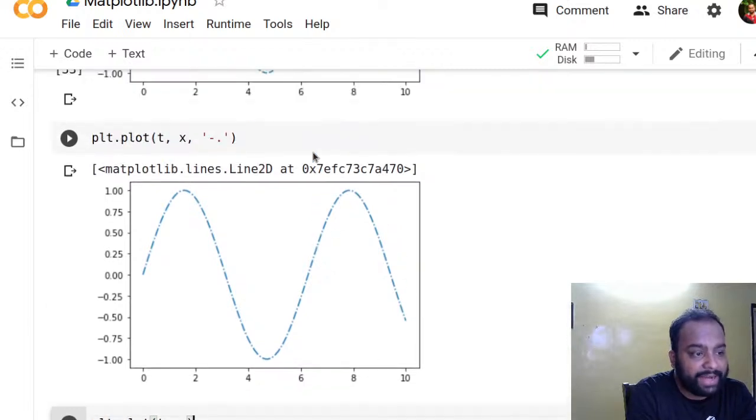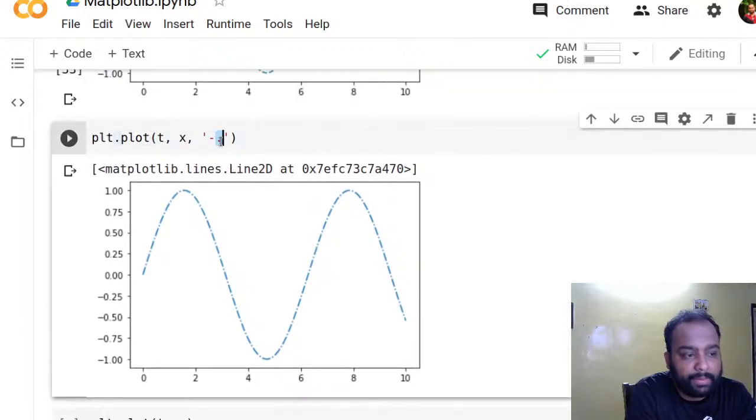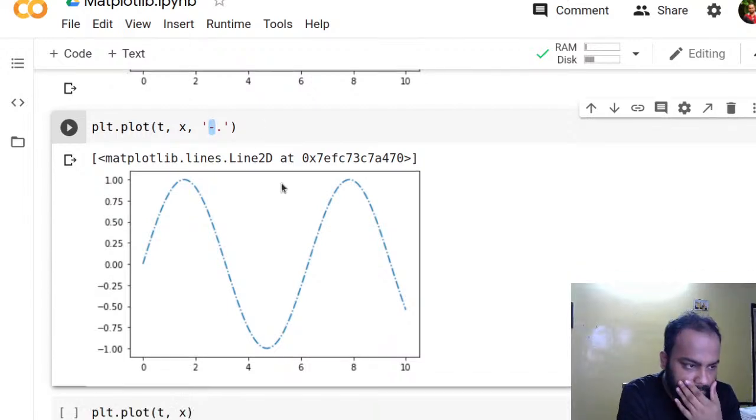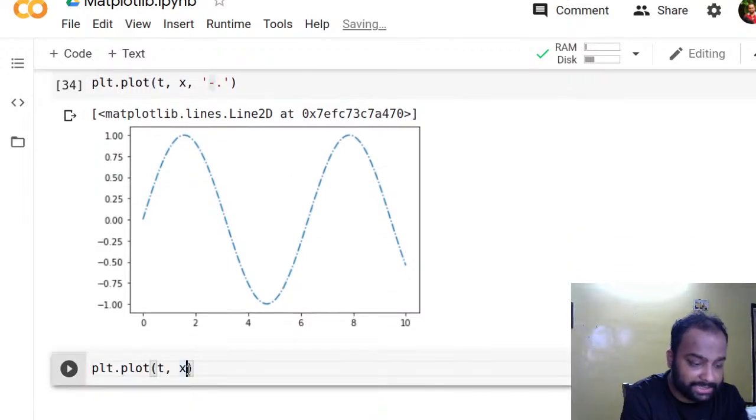But this might give you a hint. Remember what this dot was. This dot was essentially plotting dots. So this was the marker style and this was the line style. So we are joining a curve here. We can combine marker styles and line styles.